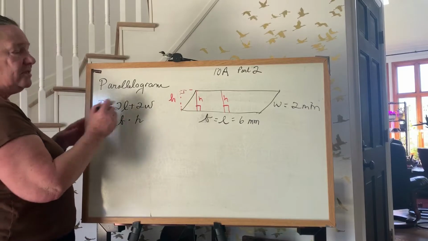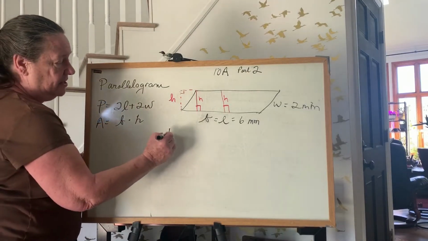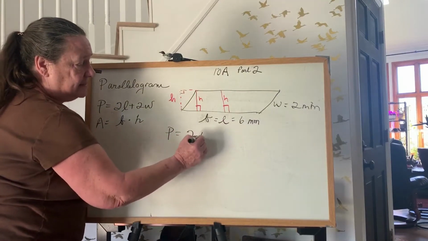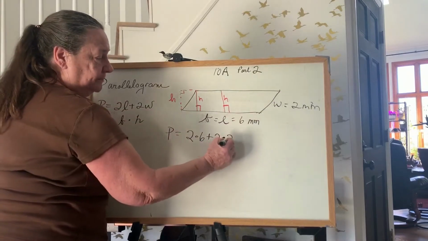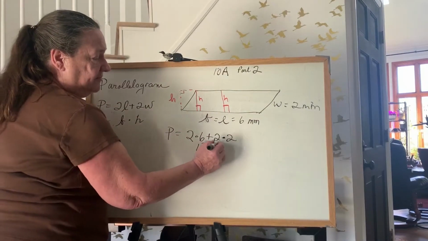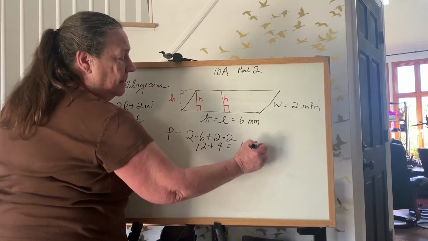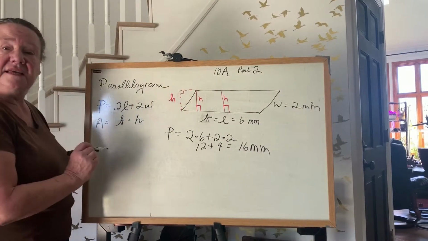Okay. So the perimeter is just like a rectangle, 2L plus 2W. So the perimeter is 2 times 6 plus 2 times 2. 12 plus 4 is 16 millimeters. Single unit. Okay? That's the easy one.